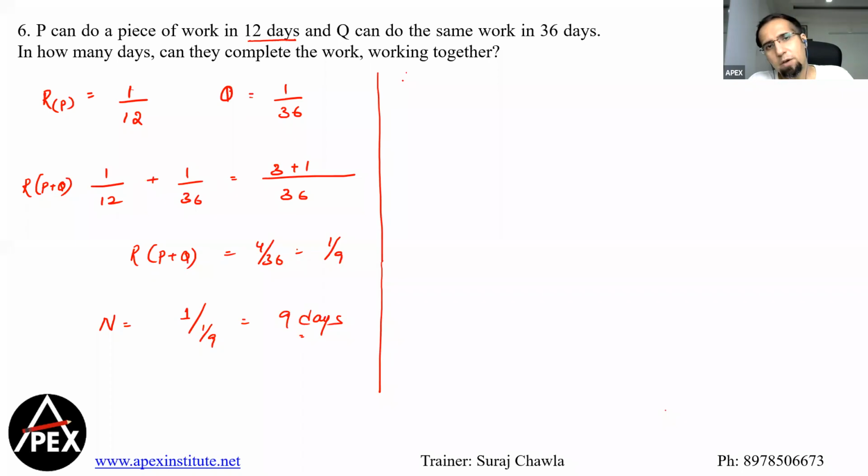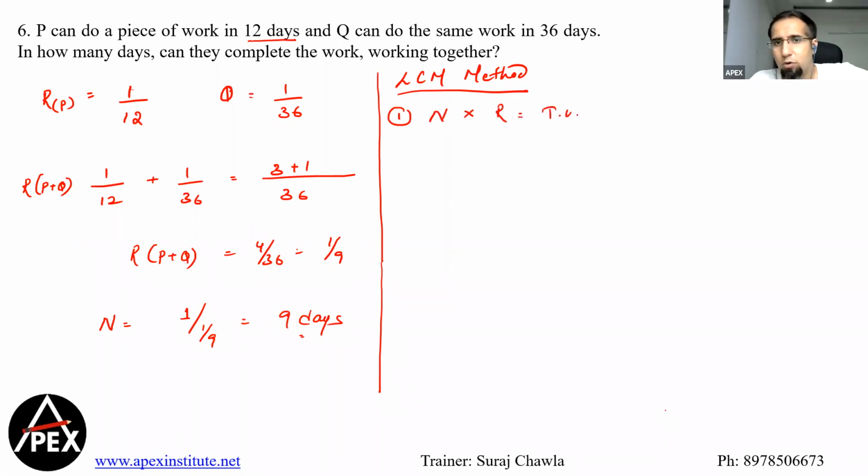We are learning a beautiful method called the LCM method. I'll tell you things beforehand, guys. Three simple rules. First rule, we will be applying the formula N into R is equal to total work. Get used to it. Second rule, we will assume total work to be the LCM of whatever is given in the first row. This will be an assumption.